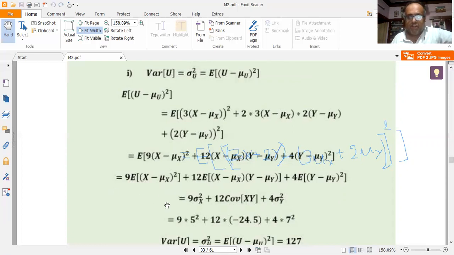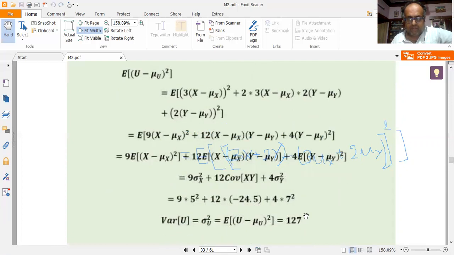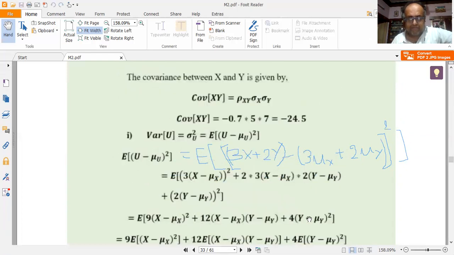That is, variance of u is equal to 9 sigma x squared plus 12 covariance of xy plus 4 sigma y squared. Substitute the sigma x value, sigma y value, and covariance xy value. So I get 9 into 5 squared plus 12 into minus 24.5 plus 4 into 7 squared, which is the variance of u, equal to sigma u the whole squared, which is equal to 127 after simplification.